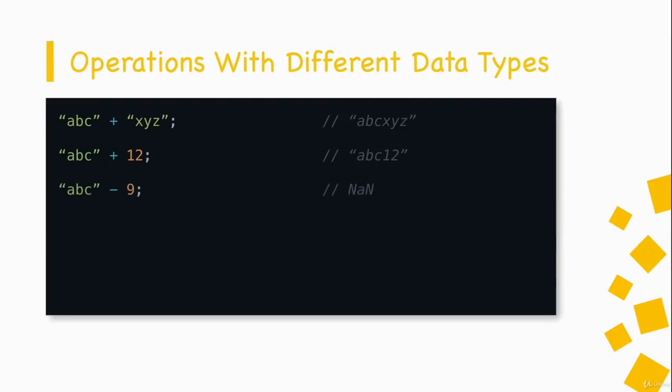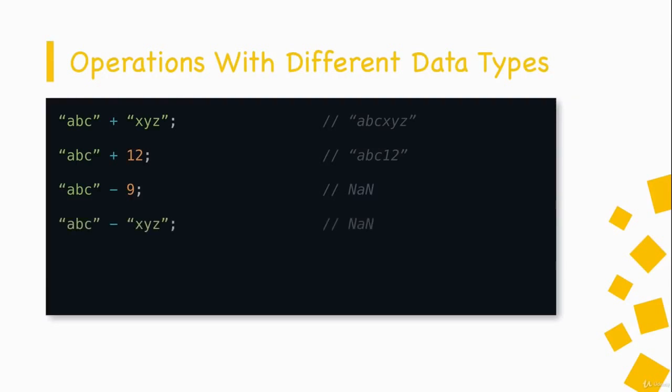Now of course, not every operation is valid with strings and numbers. For example, you can't minus a number from a string. In this case, we have a string that says ABC minus 9. Now, this doesn't even make any sense, even in JavaScript, and that's why it returns NaN, which is not a number, meaning the operation is not valid. So you can't minus a number from a string.